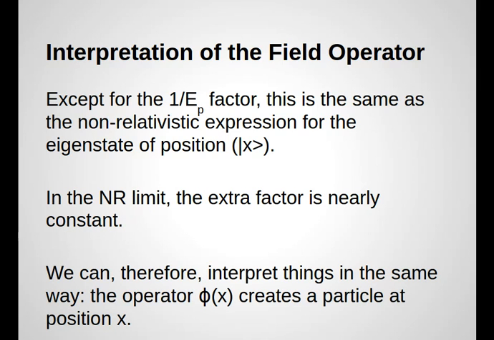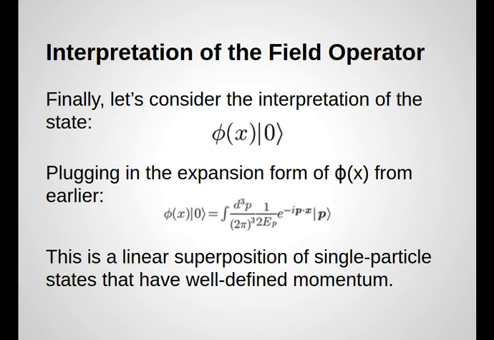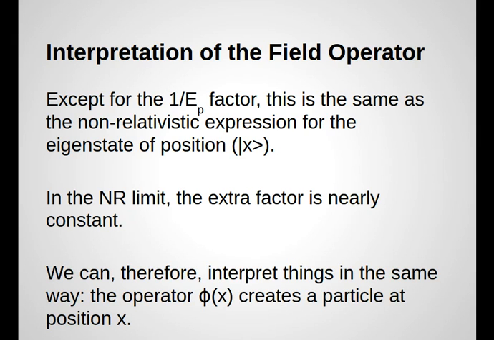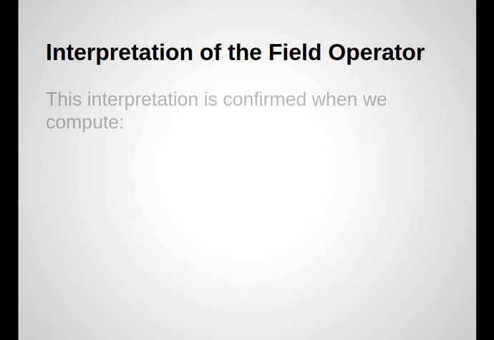Right. So in the end, what you're saying is that this operator phi creates a particle at position x, and that particle at position x is a linear superposition of the momentum states. All right, it's like a wave packet. It's just the field version of that. Okay, so these are particles. Those are the particles in position space. Those are the physical particles that we talk about.